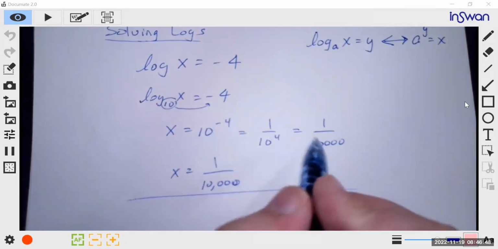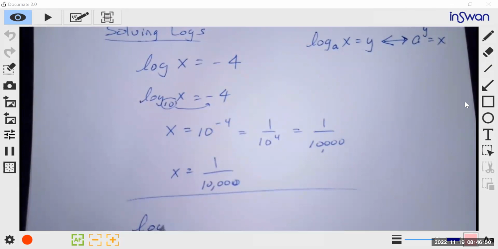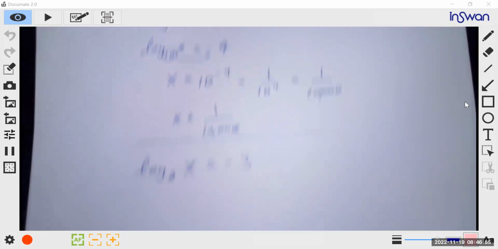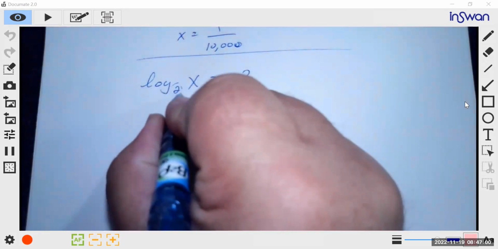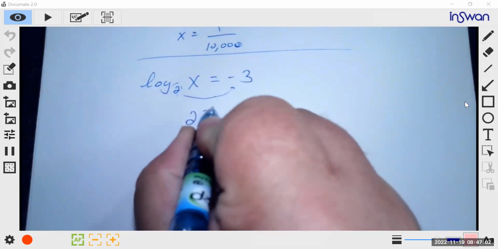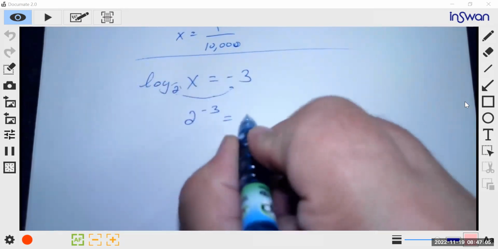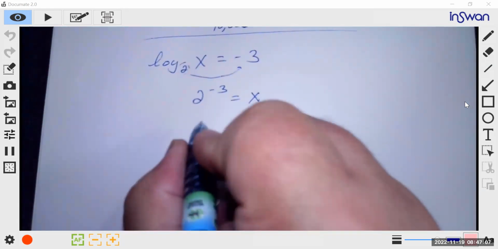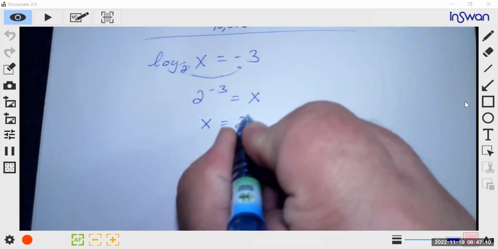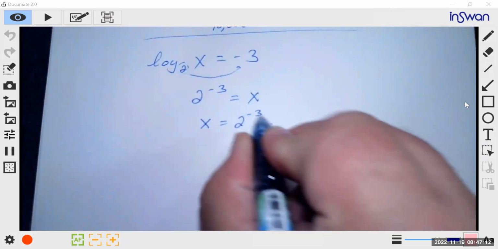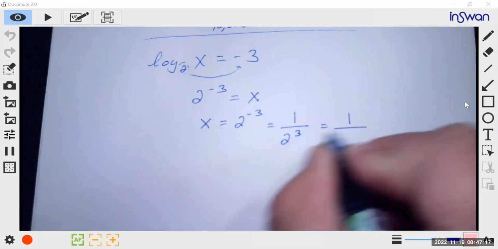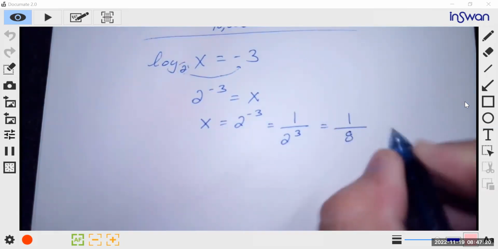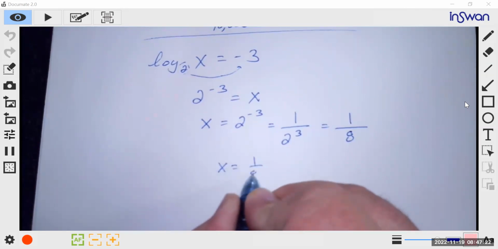Again, you have to remember your exponent rules. Log base 2 of x equals -3. Take the base, push up the answer, so it's 2 to the power -3. The log drops off. So x equals 2 to the power -3. Since it's negative, it goes to the bottom. 2 times 2 times 2 is 8. So x is equal to 1 over 8.